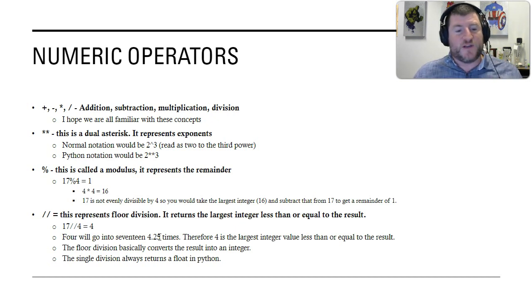Now, single division in Python, if you just do 17/4, that's always going to give you 4.25. The single division in Python always returns a float. And we talked about floats and integers in the last presentation. But the single division always returns a float. If you use the double division, or the floor division, it's always going to give you an integer. And that's the difference between them.